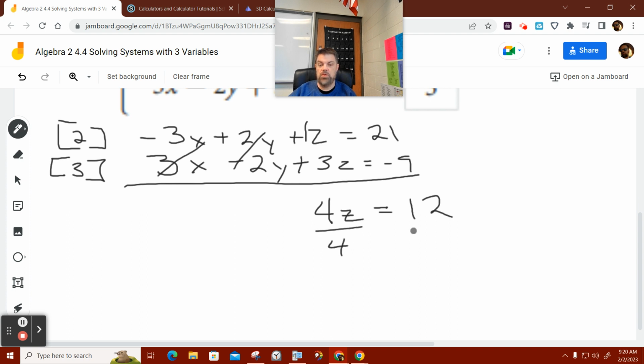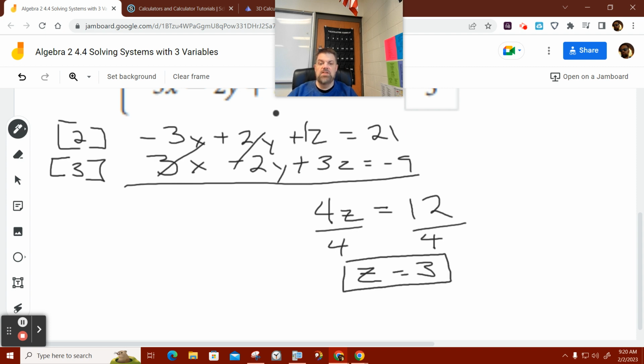Divide everything by 4, and I get z equals 3, which kind of falls in line with what we thought on our graph. So we found z in one step. So elimination in some ways is a lot quicker.